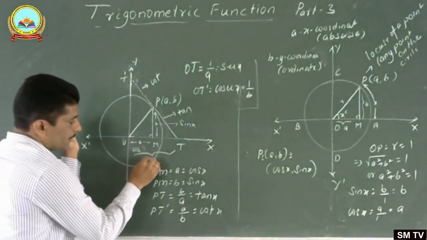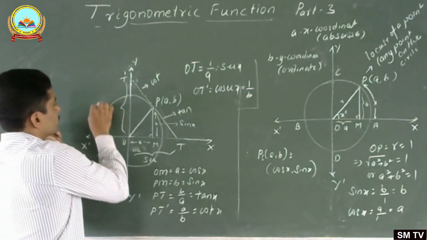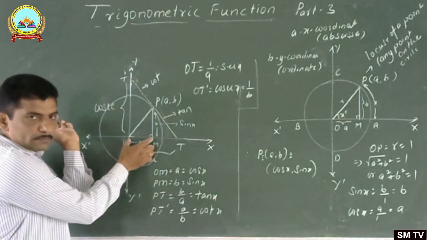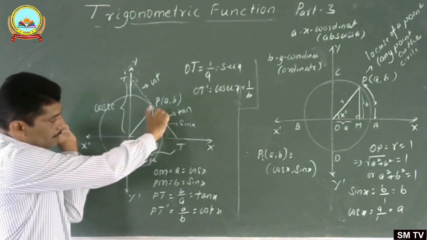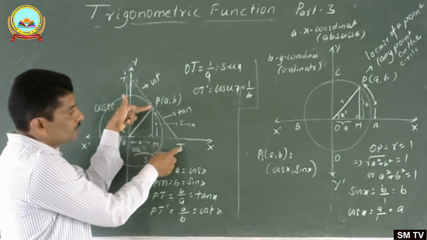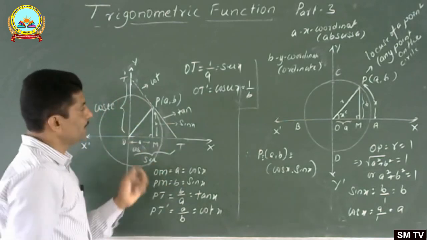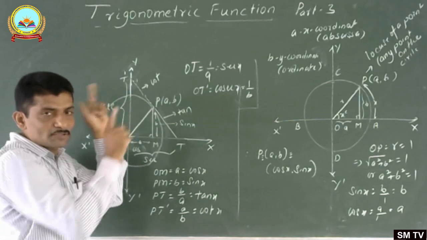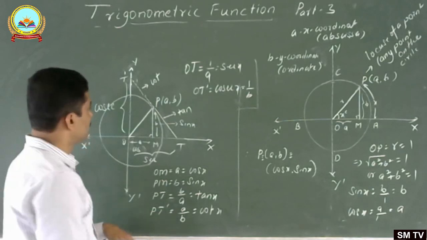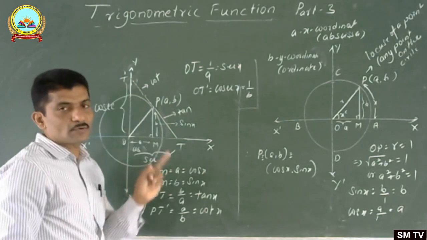This value is secant, and this OT dash value is equal to the cosecant of x. OM, A, is the cos x, PM, B, is the sin x in the unit circle, and PT is a tangent. Its value is equal to B by A. It is exactly the ratio of B by A, and PT dash is also a tangent, said to be a cotangent. That is the ratio of A by B, and OT is the secant x, and OT dash is the cosecant.